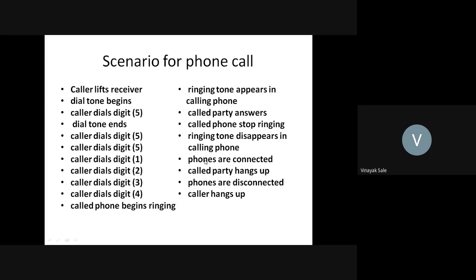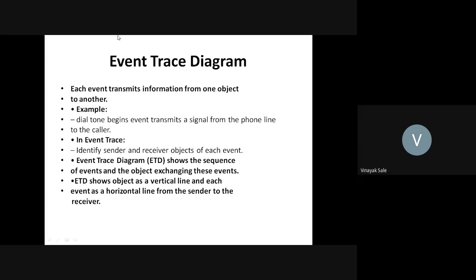The phones are connected. The called party hangs up. The phones are disconnected and the caller hangs up. These are the points of the scenario for the phone call. We will see the event trace diagram for this phone call. Before that, we will see what an event trace diagram is.